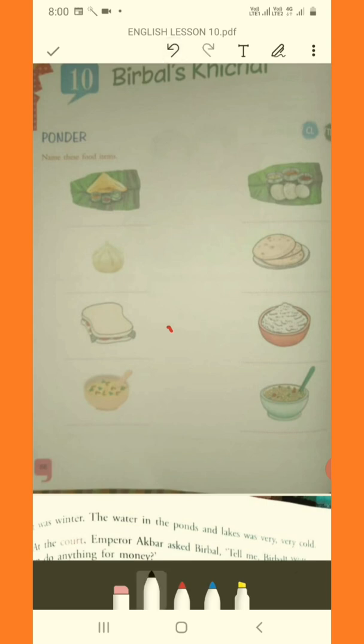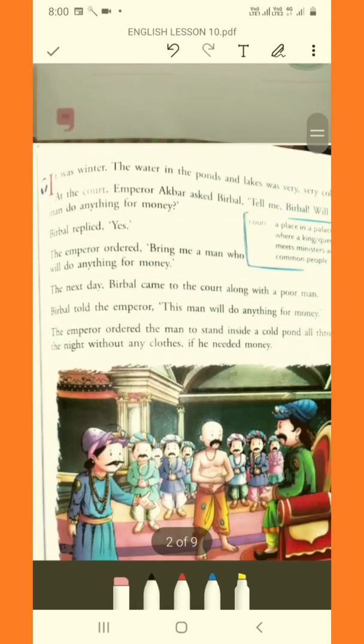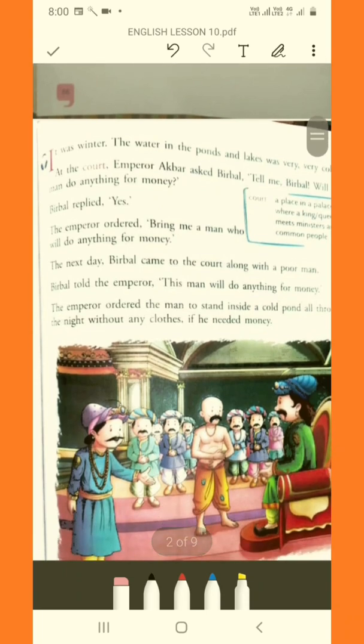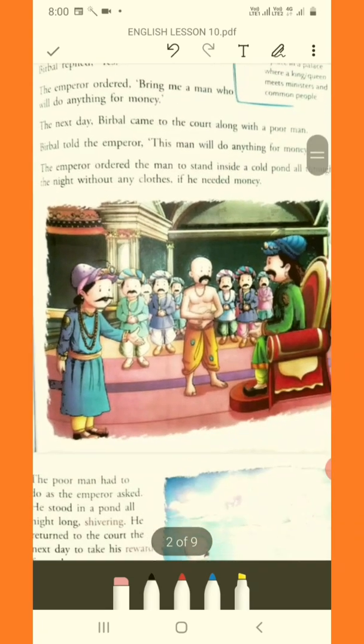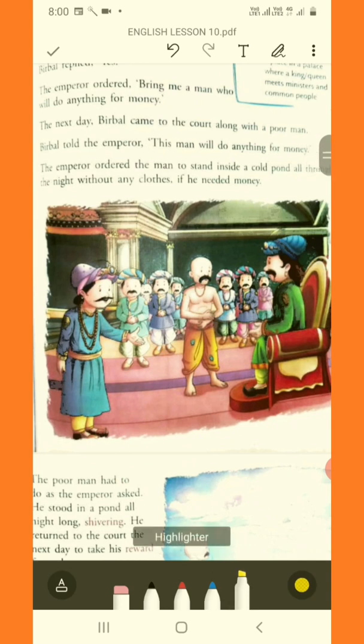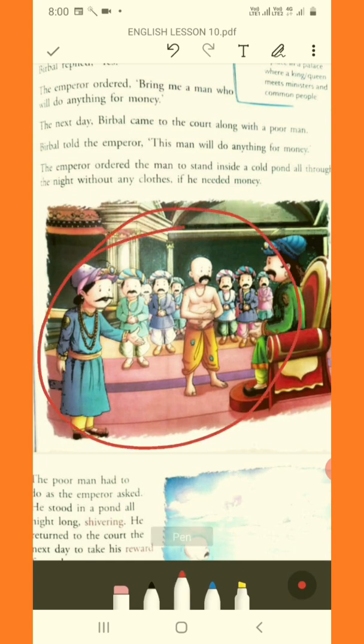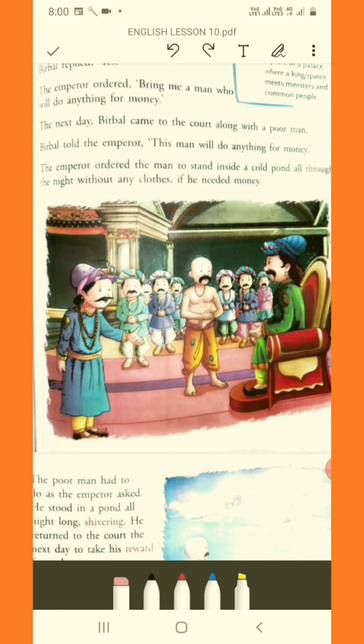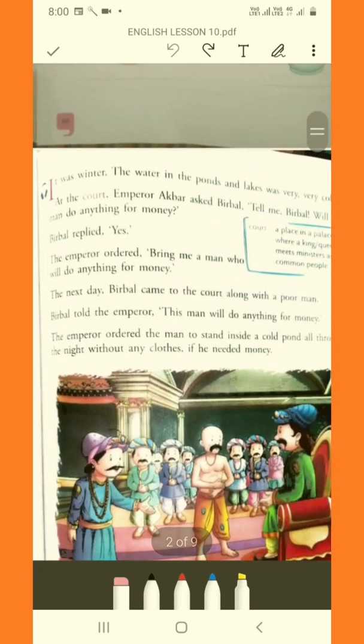So let's move towards the explanation section. So here we go. This is the court of Emperor Akbar. You know court, right? Where the king sits with his ministers to discuss important issues. It's a big hall where all meetings are held. The king takes up his throne, and then the ministers will be sitting over here to discuss important issues. So let's begin.